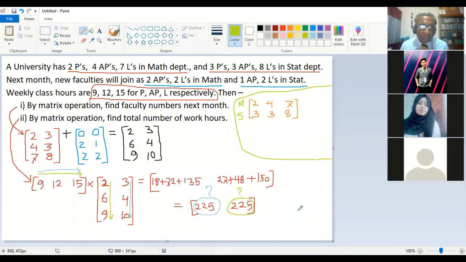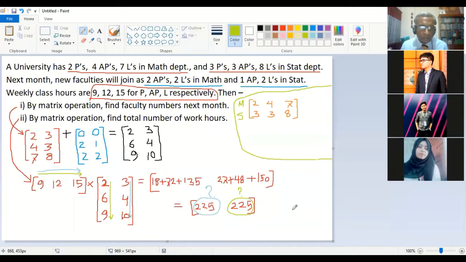So this is the understanding. You understand? Is that clear? Yes. It is done. Sir, I have a question. Yes. Ask me your question. Yes. Sir, the weekly hours are written row wise, and the professors, assistant professors, and lecturers numbers are written column wise. Column wise. So it doesn't match. So what is your question, sir? So we can write the weekly hours in rows, or because the formats are different for two matrices.